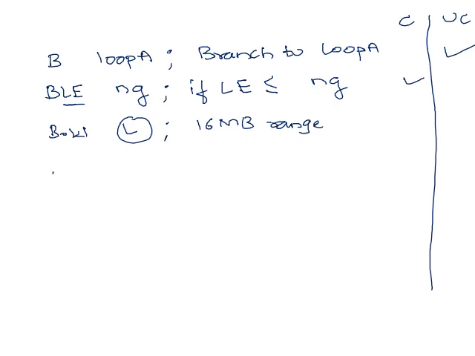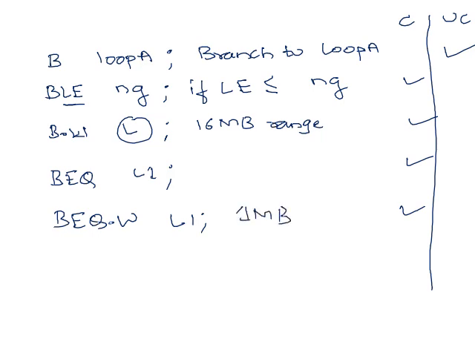Similarly, we can have BEQ, which stands for equal, followed by some label. I can have L1 as the label. It will jump to this, and it is a conditional statement. BEQ.W is also the same thing: BEQ.W with some label L1. You can have any label; just for simplicity I have written it like this. It is a conditional one, but here the range is only 1 MB.